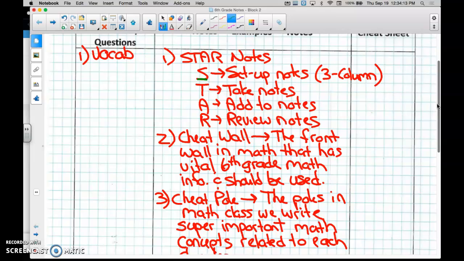What does the S stand for? Set up notes. What does the T stand for? Take notes. What's the A stand for? Add notes. What's the R stand for? Review notes. Excellent. Okay, so we'll come back to STAR notes in a little bit.